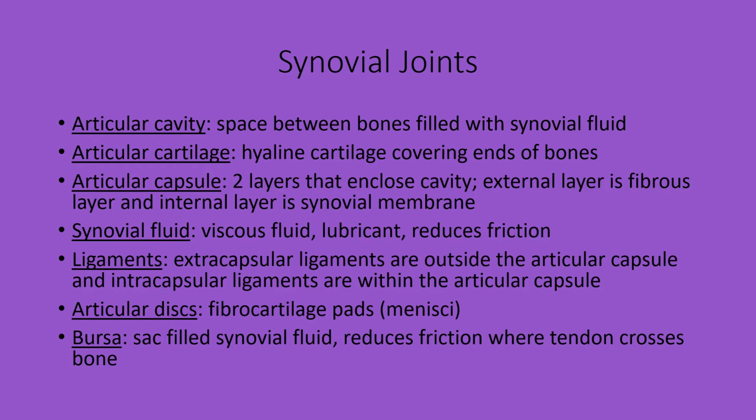You tend to have 2 layers that will enclose the cavity. This is known as the articular capsule. The external layer is going to be fibrous, and the internal layer is the synovial membrane. Ligaments, what we call extracapsular ligaments, are on the outside of that articular capsule, and then there are some on the inside, which are your intracapsular ligaments, helping to once again attach the bone to bone. Ligaments attach bone to bone, helping to position the bones in the proper orientation at that joint site.